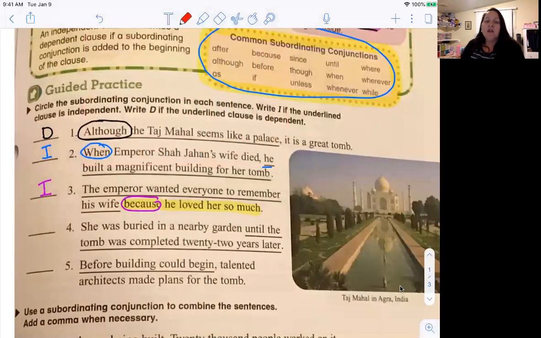Okay, let's look at number 4. She was buried in a nearby garden until the tomb was completed 22 years later. Let's look at the underlined part of the sentence. Until the tomb was completed 22 years later. Is there a subordinating conjunction in that underlined part of the sentence that makes it dependent? Or is it independent and can stand alone by itself? Read that again to yourself. What do you think? If you said it's dependent, you are right. And there's one word that makes it dependent, and it's the subordinating conjunction until. If we took until out, we could say the tomb was completed 22 years later, right? And that would make it right.